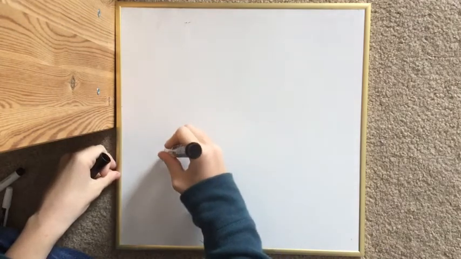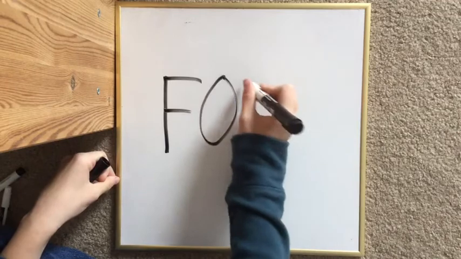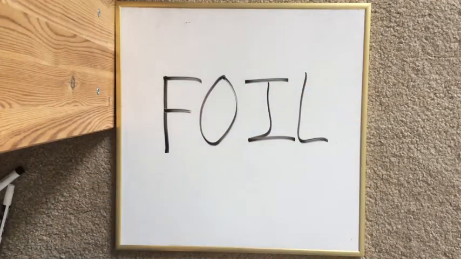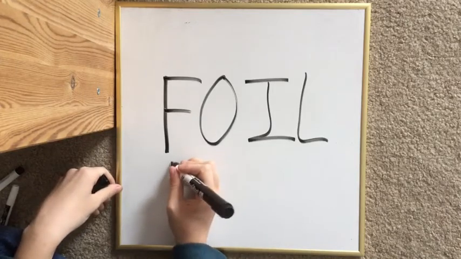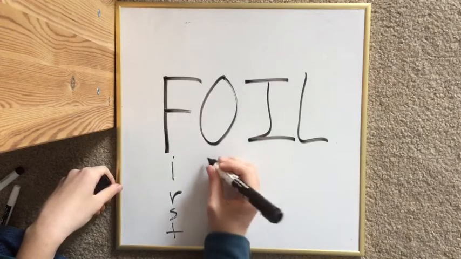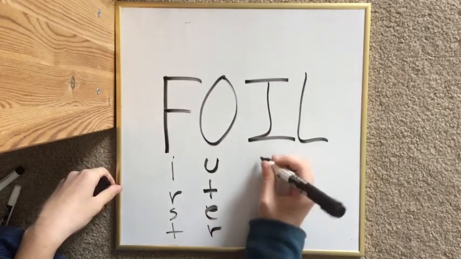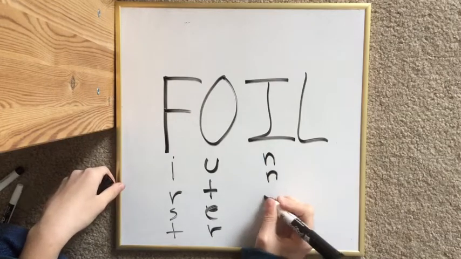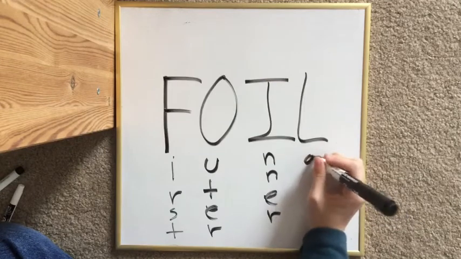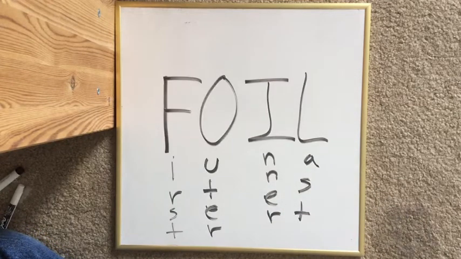Okay, so we're going to start with foiling. So what is FOIL? FOIL is an acronym, so each letter has a word, and it's just a way to remember a process. F stands for first, O stands for outer, I stands for inner, and L stands for last. This is what we do when we multiply two things like x plus or x minus something together.